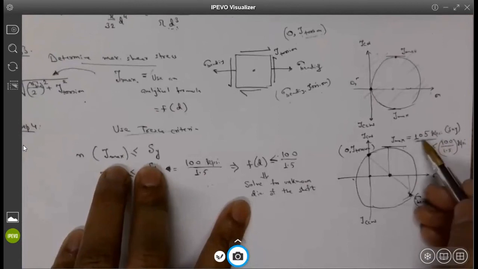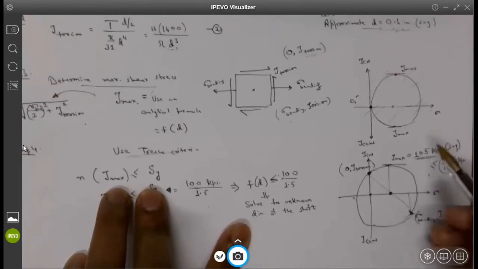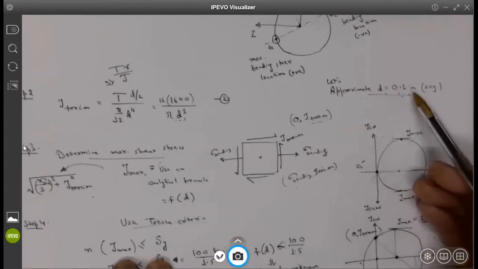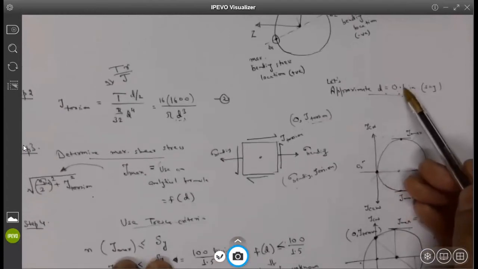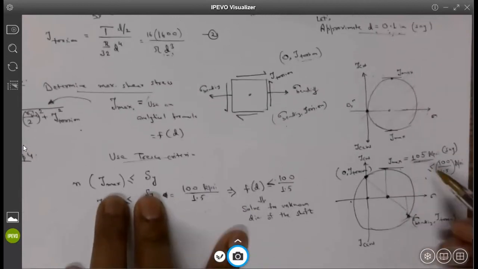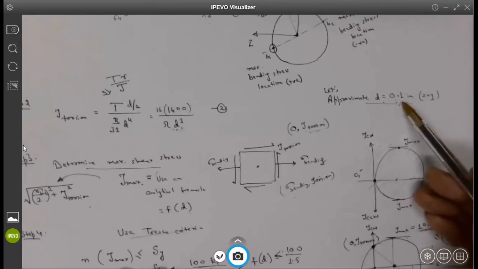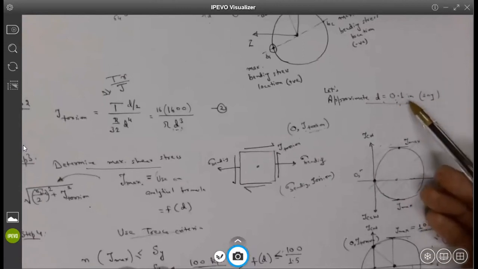Straight away no, right? This value is much higher than this value. So that means my assumed diameter is very small. That means I need to increase the material of the shaft such that my shear stress is reduced and has to be less than this number. So the next iteration would be, you assume D is not 0.1 inches. Let's say you make it 5 times or 10 times of this.